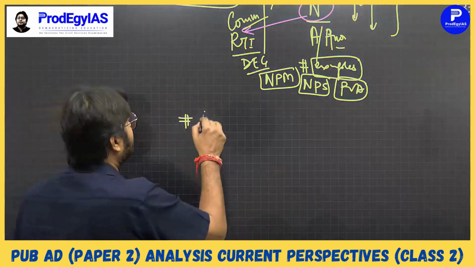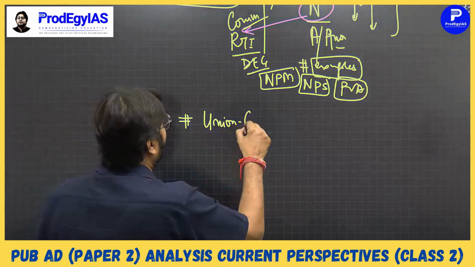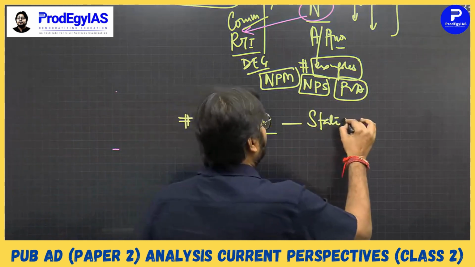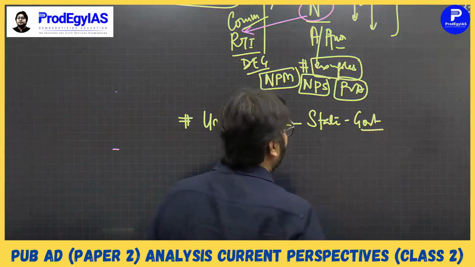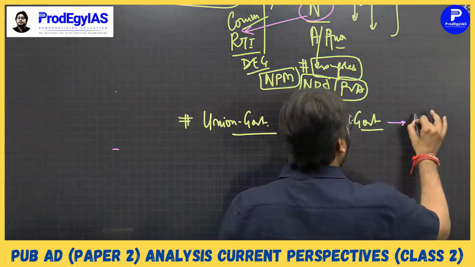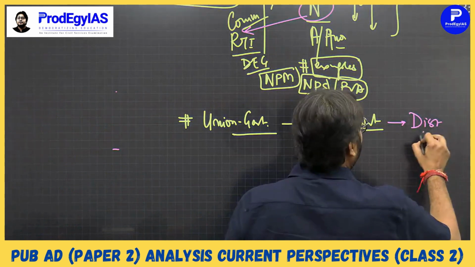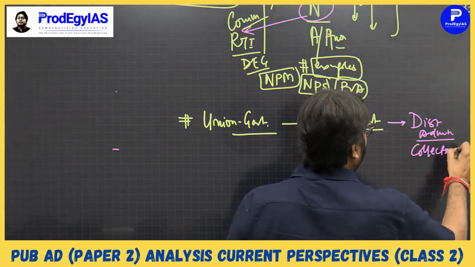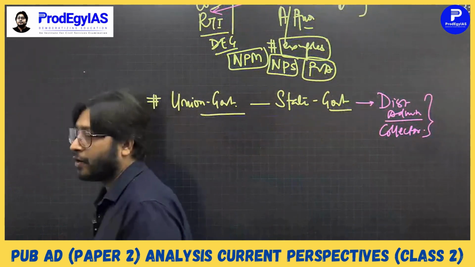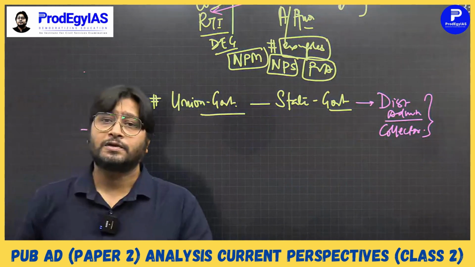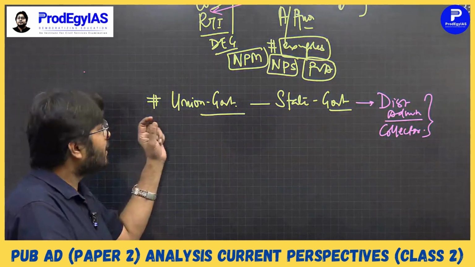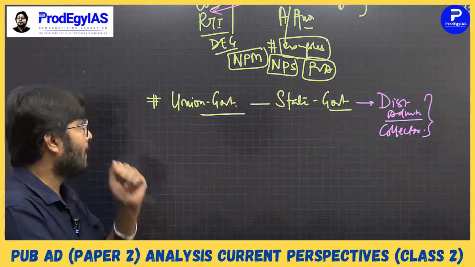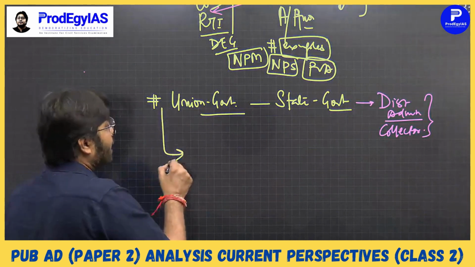Then you have this union government. Now see, if you take this part, club it with the state government, logically with the district administration and collector. If you read it together, it will make more sense to you. Union government and administration, state government, district administration, collector together. That is how you should write the answers also.